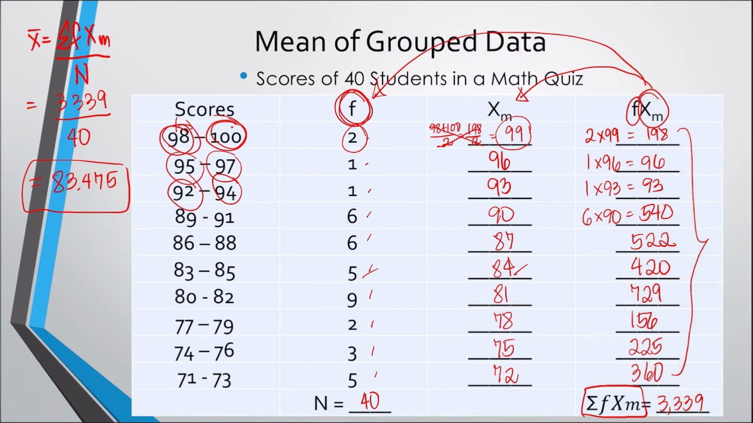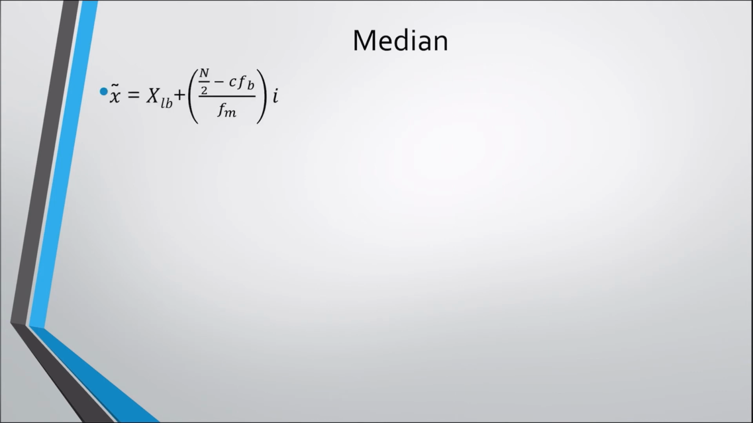Okay? So, the mean score of 40 students in math quiz is approximately equal to 83.475. Next is the median of group data. So, the formula for the median of group data is this one.